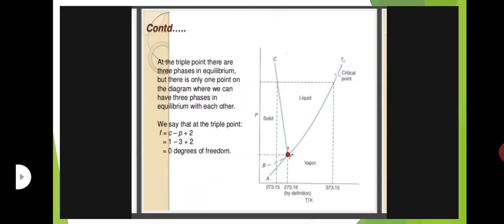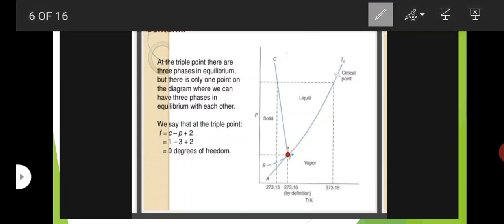Okay, continuation. At the triple point, there are three phases in equilibrium, but there is only one point on the diagram where we can have three phases in equilibrium with each other. We say that at the triple point, F is equal to C minus P plus 2. Here we are taking this triple point area. This triple point is having three phases at a time: from here solid phase, from here liquid phase, and from here vapor phase.